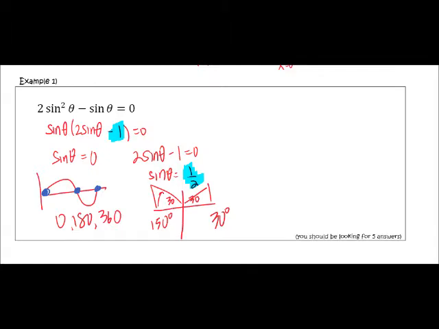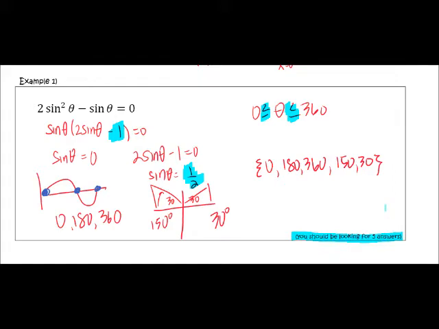Take a glance up at your domain. The directions for this section say that your angles, theta, are between 0 and 360, equal to both of them. That means that 0 and 360 are included in our answer, so for this, they count. There's 5 answers to this equation: 0, 180, 360, 150, and 30 degrees. If we were supposed to be looking for 5 answers, we found them. Pause the video and try the example below.